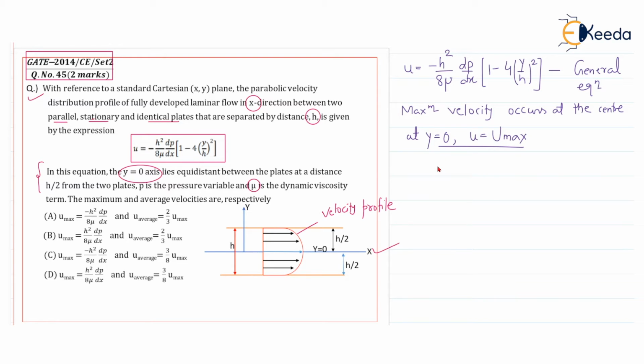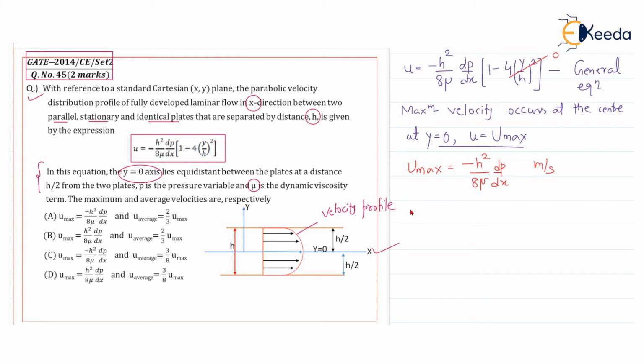When you put y equal to 0 in this equation, this term will become 0. So u will convert into u max, which is equal to minus h square by 8 mu dp by dx, correct, into 1 minus 0. So this is the part only remaining. So this is your u max in meter per second.